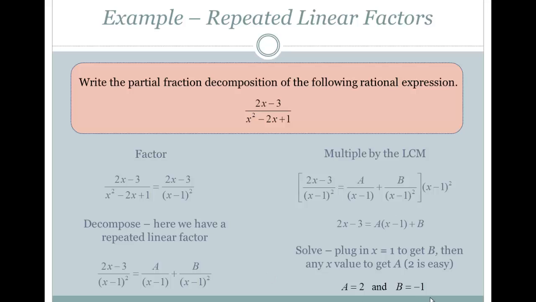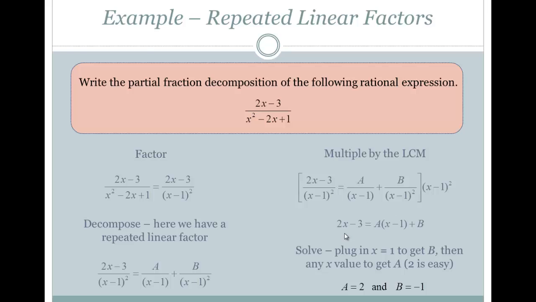Once I know that b is negative 1, I can plug in, say, 2 here to get the value of a. If I plug 2 in here, it gives me a coefficient of 1, so I get a minus 1 is equal to 1, so a is equal to 2.